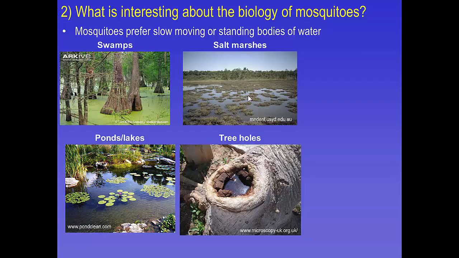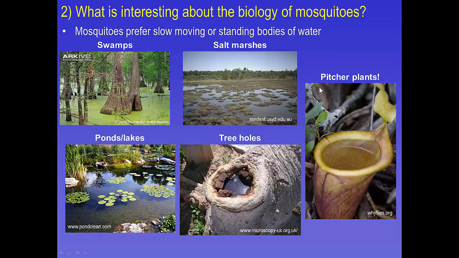Incredibly, there are even some mosquito species that have adapted to being able to live in the standing water that collects in pitcher plants. Pitcher plants are a type of carnivorous plant that collects water and attracts flying insects into this water, where it can then trap them and digest them.